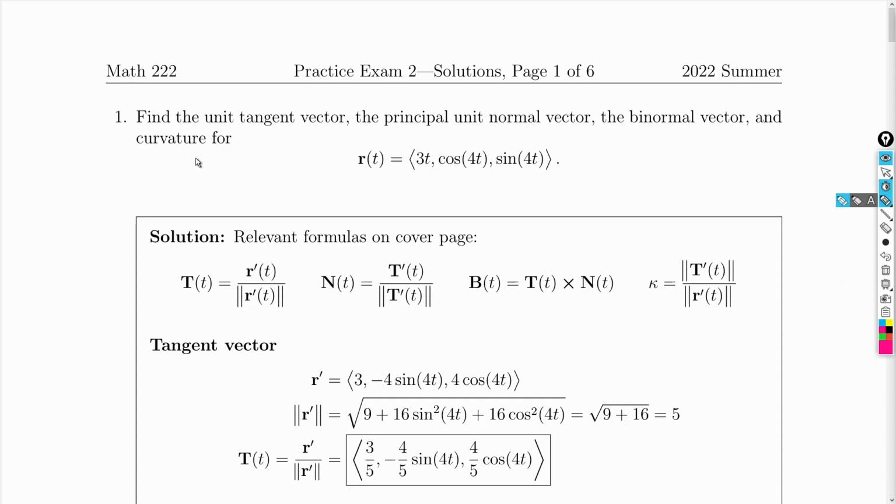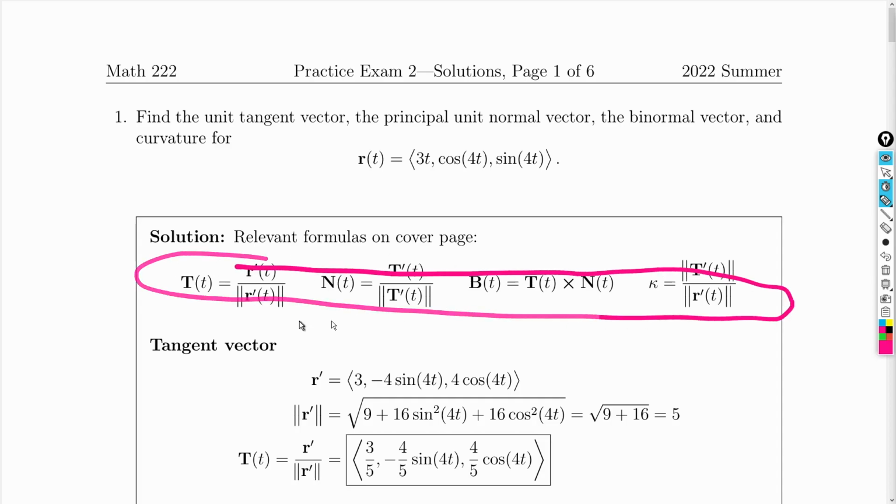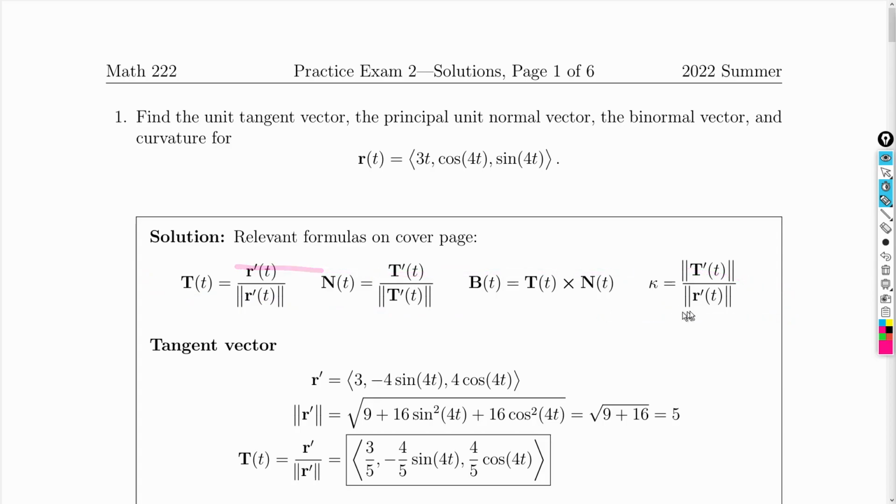For number 1, we're asked to compute 4 separate quantities: the unit tangent vector, unit normal vector, binormal vector, and the curvature. Helpfully, on the cover page, there are these 4 formulas, which are what we will use to answer this problem. You're actually given 3 ways of computing curvature, so it's possible that the problem can be slightly altered to make use of the other versions of the formulas. But the way that this problem is set up, this is the formula that makes the most sense to use.